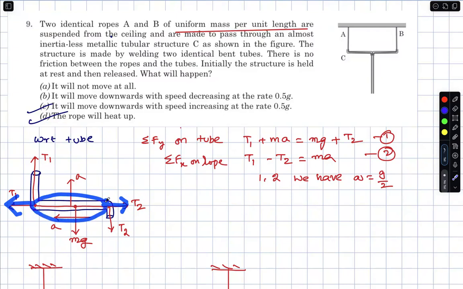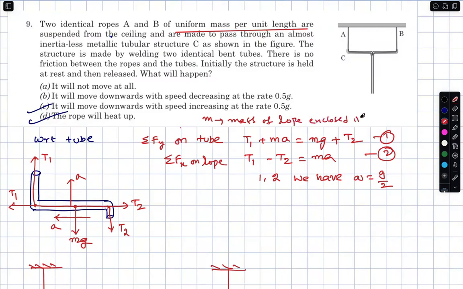Remember what is M? Don't get confused here. M refers to the mass of rope enclosed in the left tube, for clarity. Now in this case, the entire portion is of mass M, which is having A acceleration leftwards. So T1 minus T2 is equal to MA.